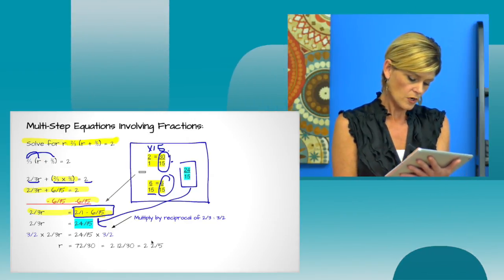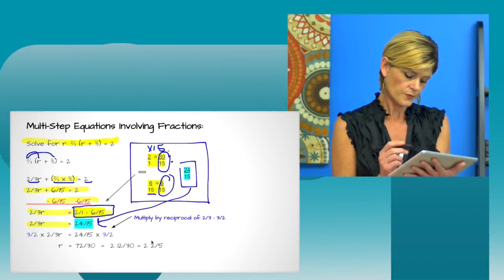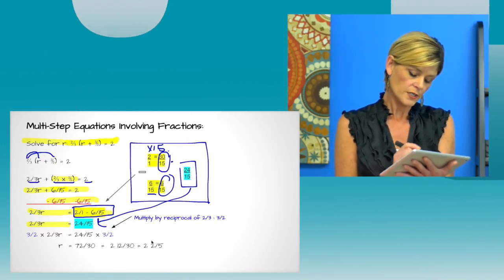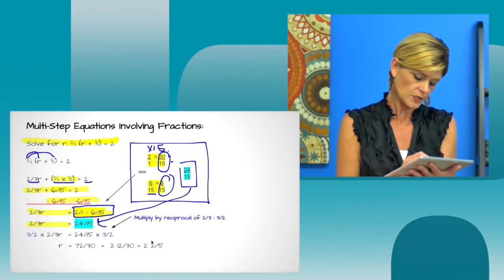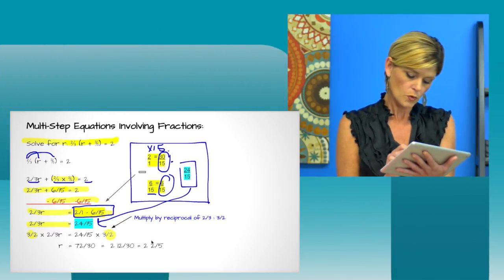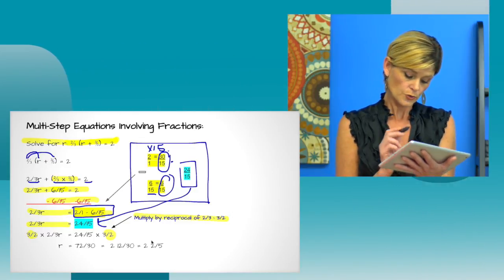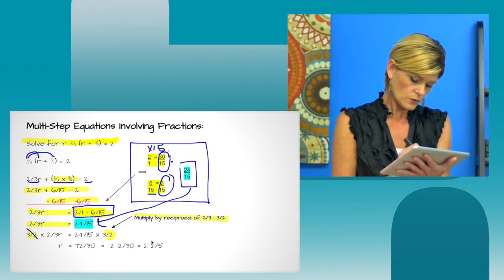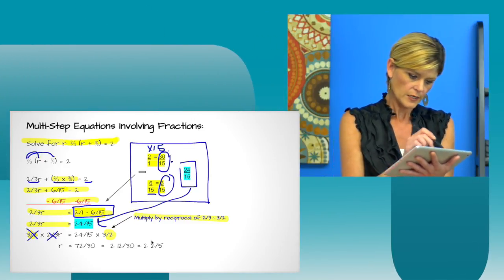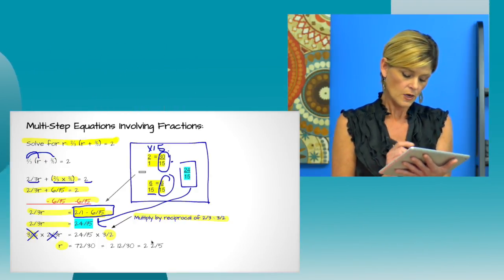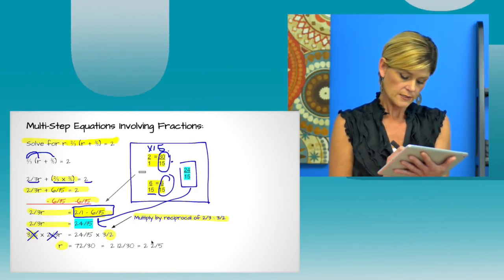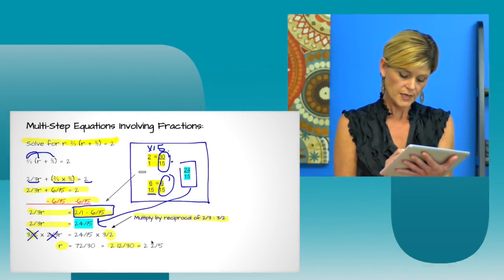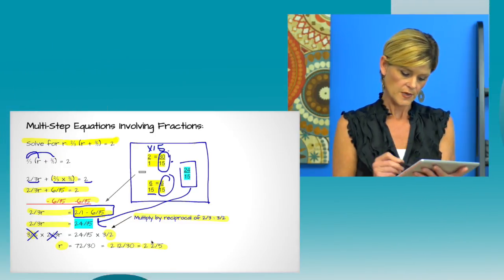2 over 3 r equals 24 over 15. Now I need to isolate that r, so I'm going to multiply both sides of the equation by 3 over 2. I'm multiplying by the reciprocal of 2/3. Then 2/3 and 3 over 2 cancel out, and I'm left with r. My variable is isolated. r equals 72 over 30, and simplified, that's 2 and 12 over 30. Simplified even further, that comes down to 2 and 2/5.